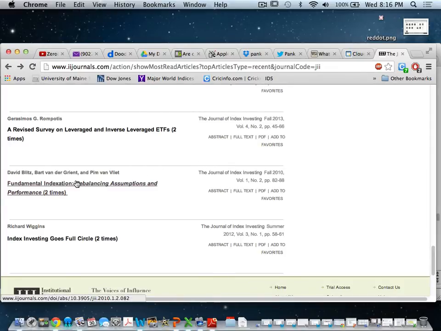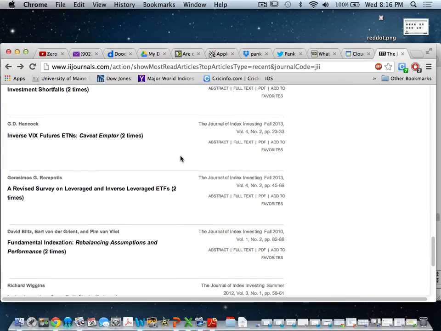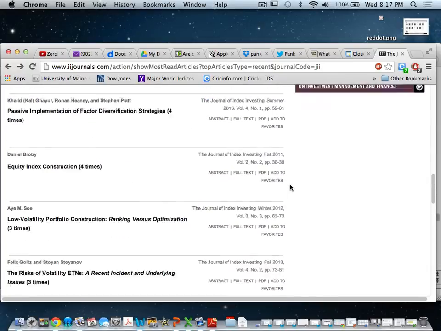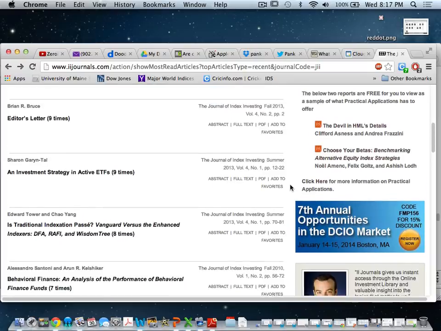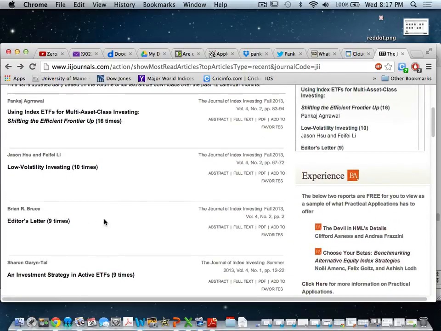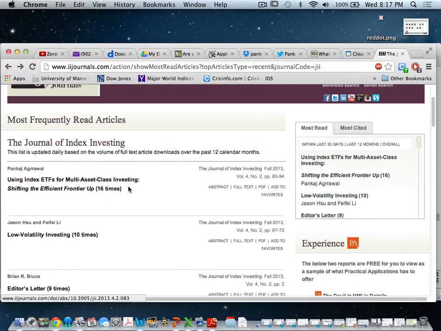See here, David Blitz, Fundamental Indexation, 2010. These are actually paid downloads. Each paper is like $99. So paid downloads, not the paper ones, just online. From 2010, that's right here. Editor's letters downloaded 9 times. And here it is. Not bad. A paper that came out two months back. But you can actually download it free.